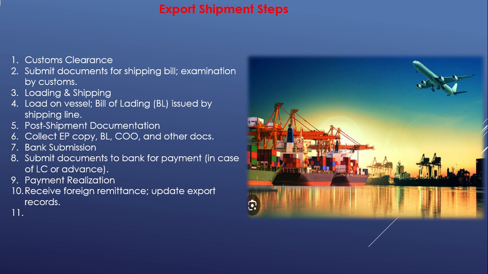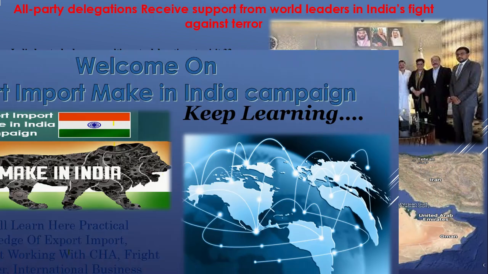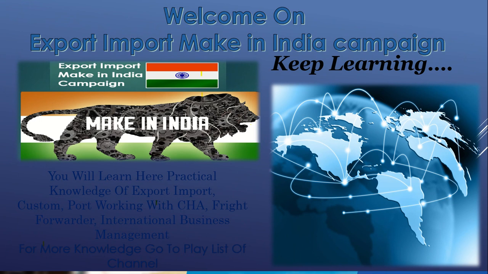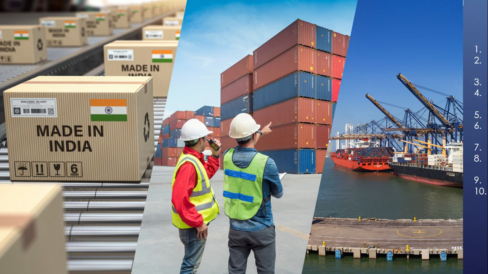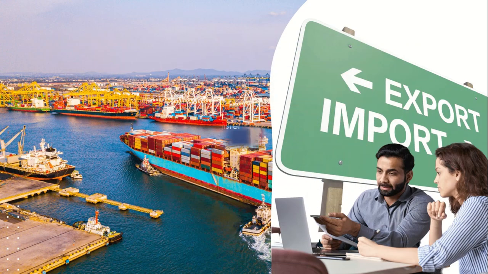After receiving the bill of lading, we can prepare the post-shipment documents. What are the post-shipment documents? These are the documents we need to submit to the bank for payment from overseas. So we need to prepare a set of documents: commercial invoice, packing list, bill of lading, certificate of origin, insurance, and the shipping bill. These documents need to be submitted to the bank for payment of this shipment.